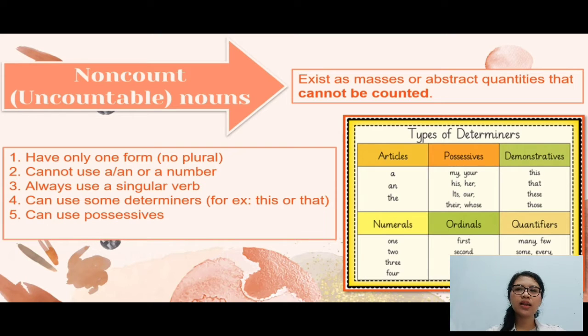And then with uncountable nouns, we can use some determiners. For example, this or that, as you can see in the table of this slide. But just focus on the 3 columns on the top of the table in this slide. It is about articles, possessives and demonstratives. For example, what is this? This is my coffee. This is your tea. And then we can use possessive like my coffee is for you, and then etc.